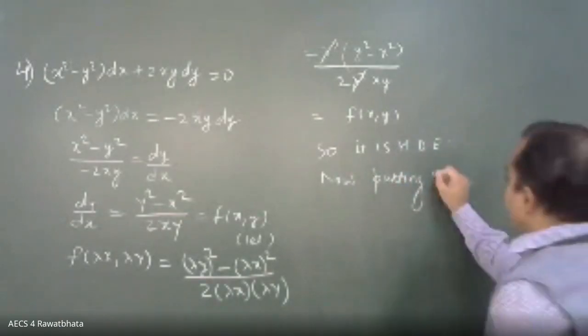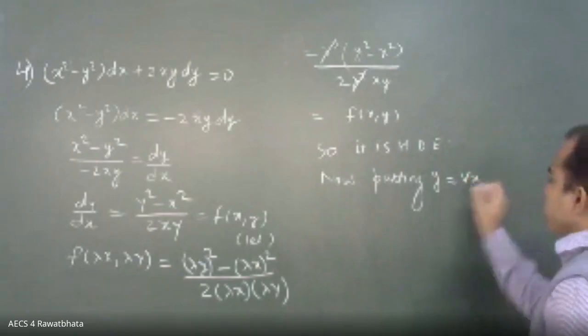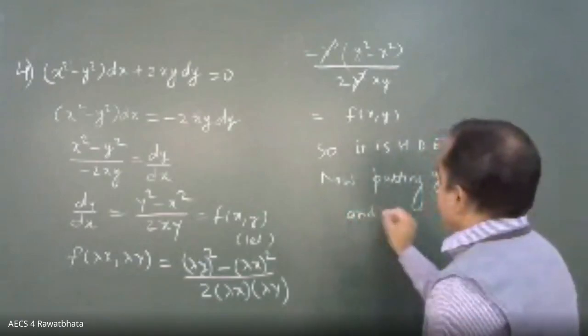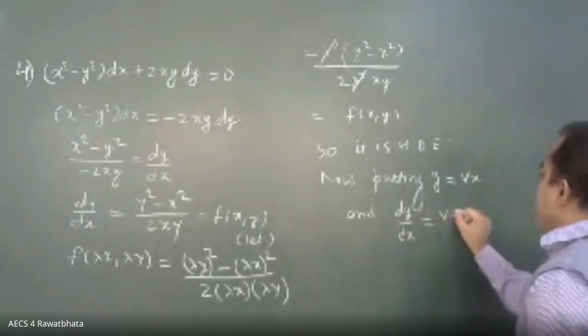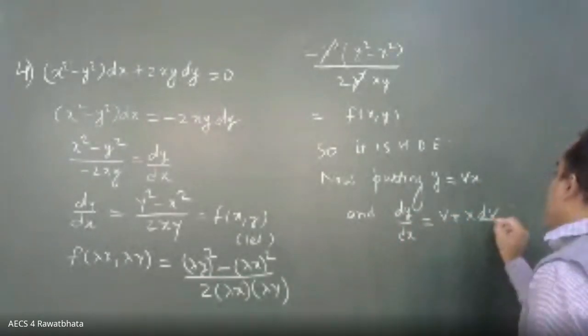Now to solve it, I have to put y equals to vx and dy upon dx equal to v plus x dv upon dx.